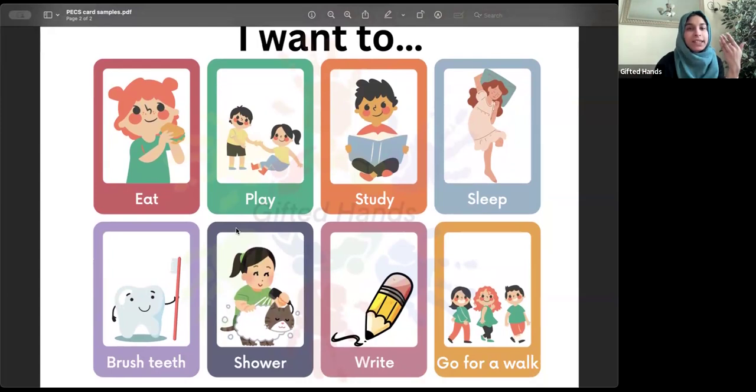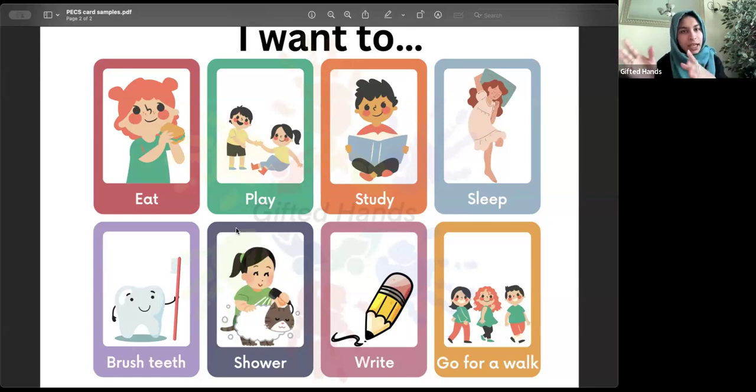I want to brush my teeth. So brushing the teeth. I want to shower. I want to write. I want to go for a walk. So just because you use the PEC system, even though the child is non-verbal, doesn't mean that the child should be completely 100% dependent on the PEC system, because it becomes a huge challenge later on to eliminate this from the child.